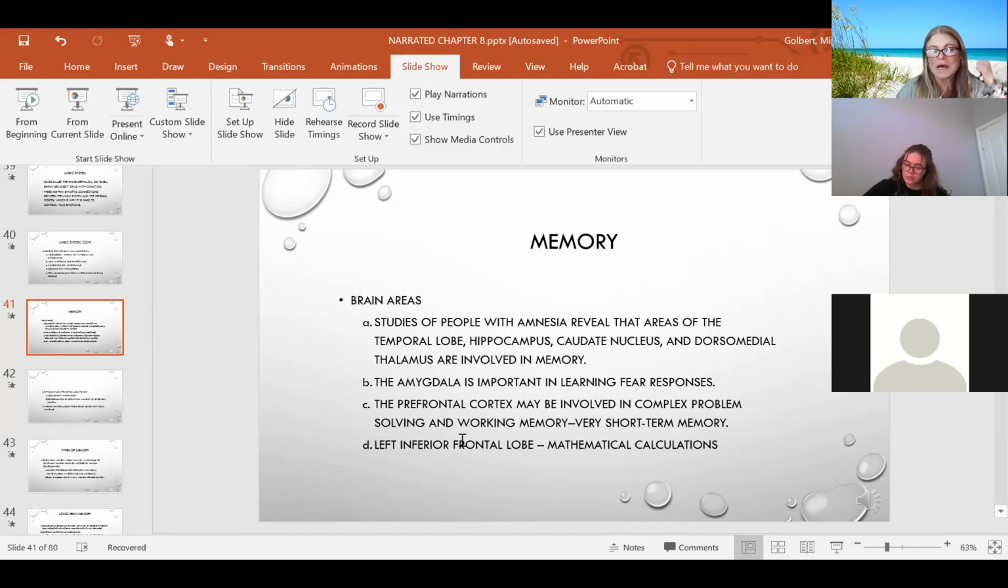When you do complex problem solving, working memory, when you have to remember phone numbers and things like that, that's your prefrontal cortex. So it will be the outermost region of the frontal lobe. And then the left inferior frontal lobe has to do with mathematical calculations.